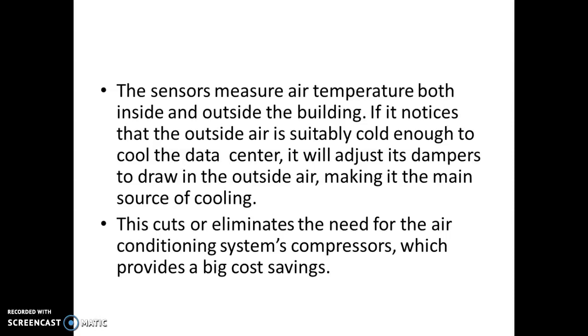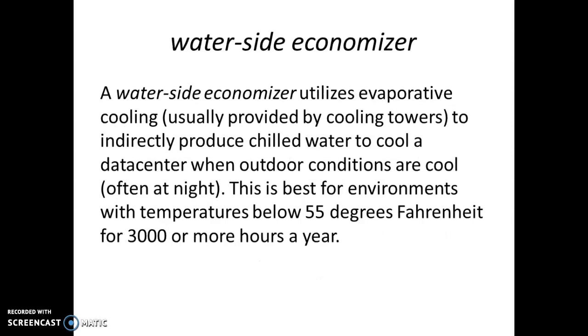If it finds the outside air is cold enough to cool the data center, then it will adjust the damper accordingly to draw in the outside air, thus making it the main source of cooling. And the second one we come across is the water side economizer. It makes use of an evaporative cooling process to indirectly produce chilled water to cool a data center when outdoor conditions are cool.